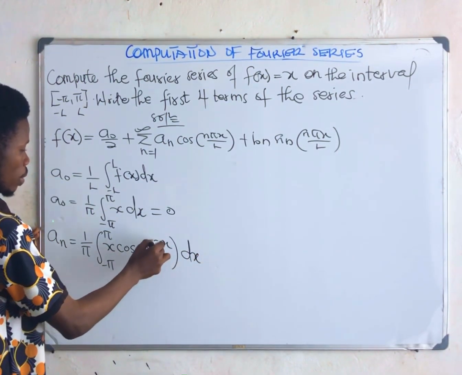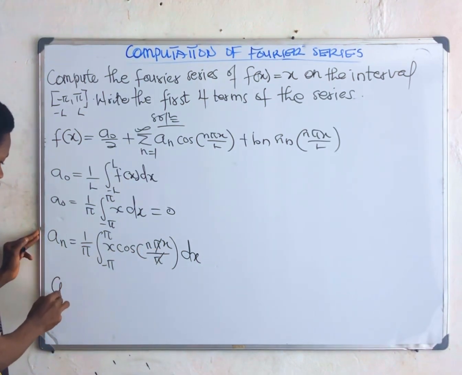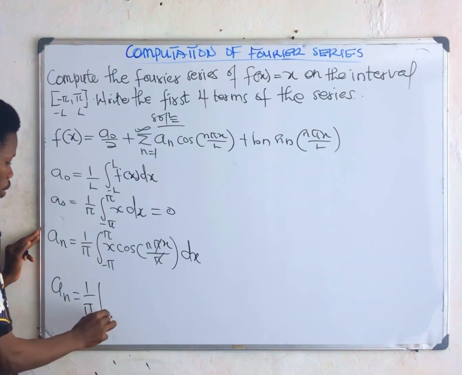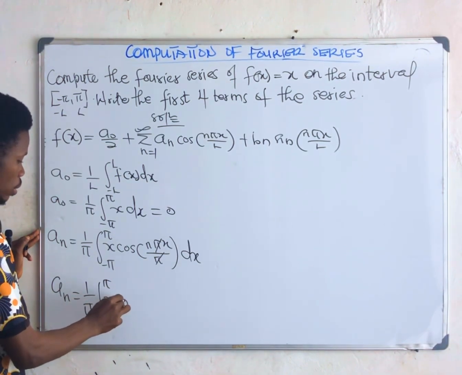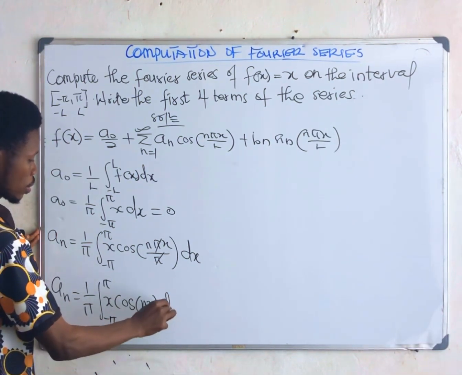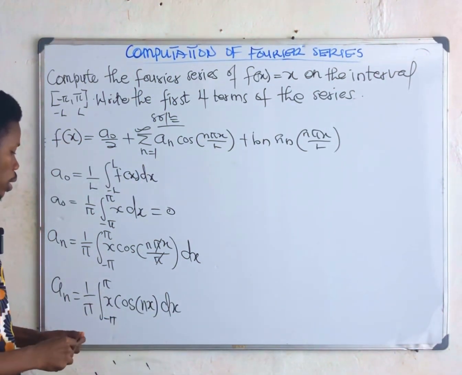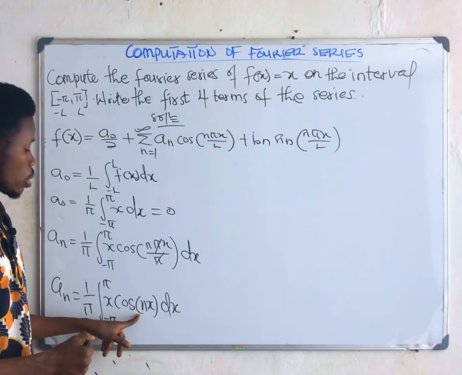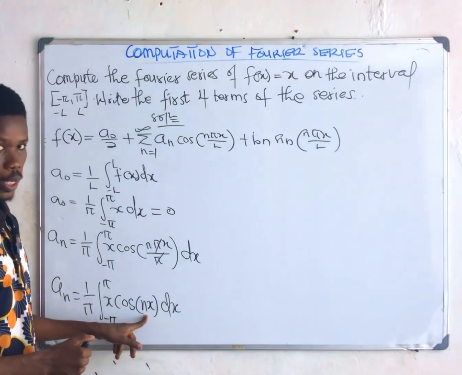But remember, this pi will cancel this pi, leaving an equals 1 over pi integral of negative pi to pi x cos nx dx. Now this is x cos nx. So if you are to integrate this, you need to use what? Integration by parts to do this.